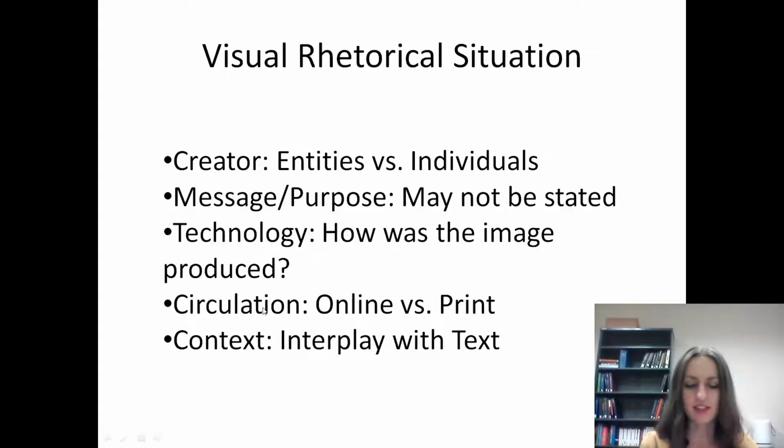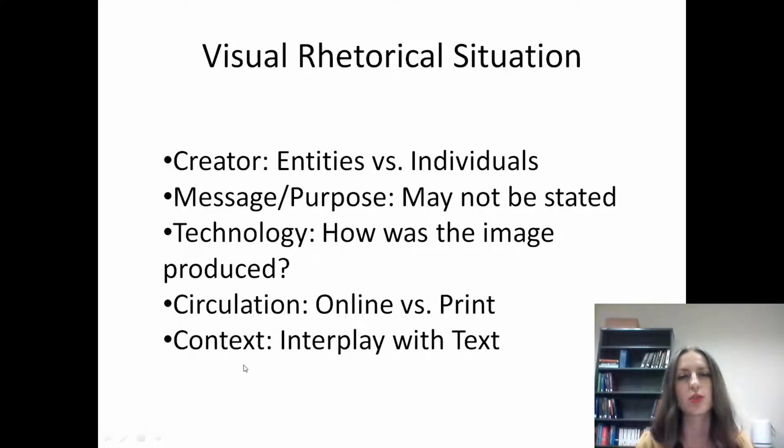Circulation matters, it definitely matters for both, but for images, you want to be thinking a lot about, is this released in print? Is this released on a billboard, on some sort of material object? Or is this image circulating online? And if it's released online, where was it released? Is it social media? Was it part of text? Was it with text? And that's sort of going along with context, the interplay with text.